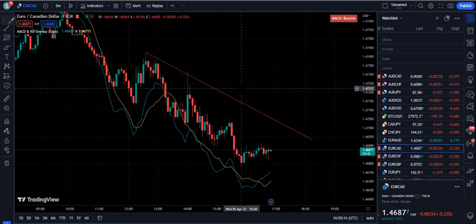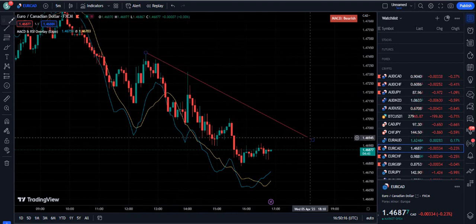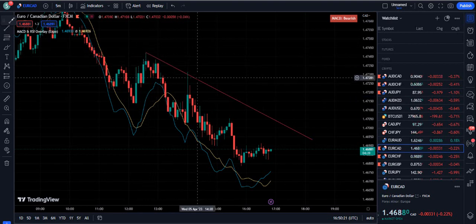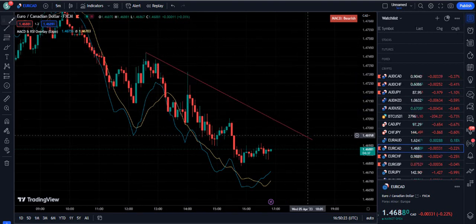2 points on one trend line. At least three will be much better, but it's not important. If you have 2 points, like 1 point is here, second point is here, this makes you a proper trend line.